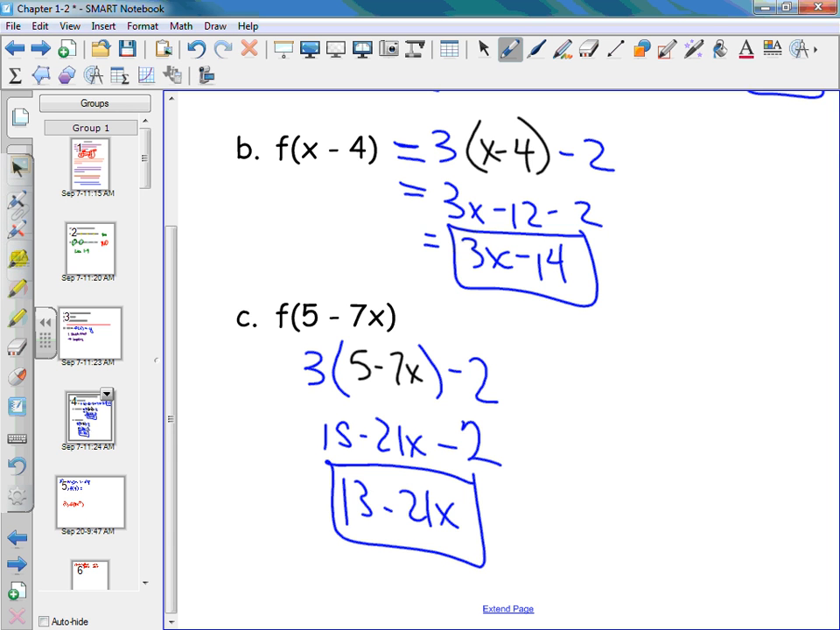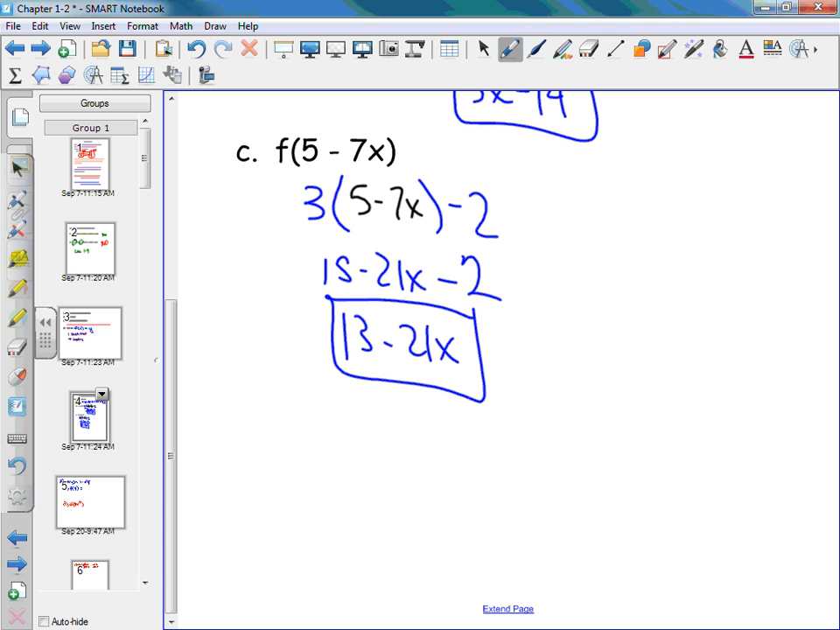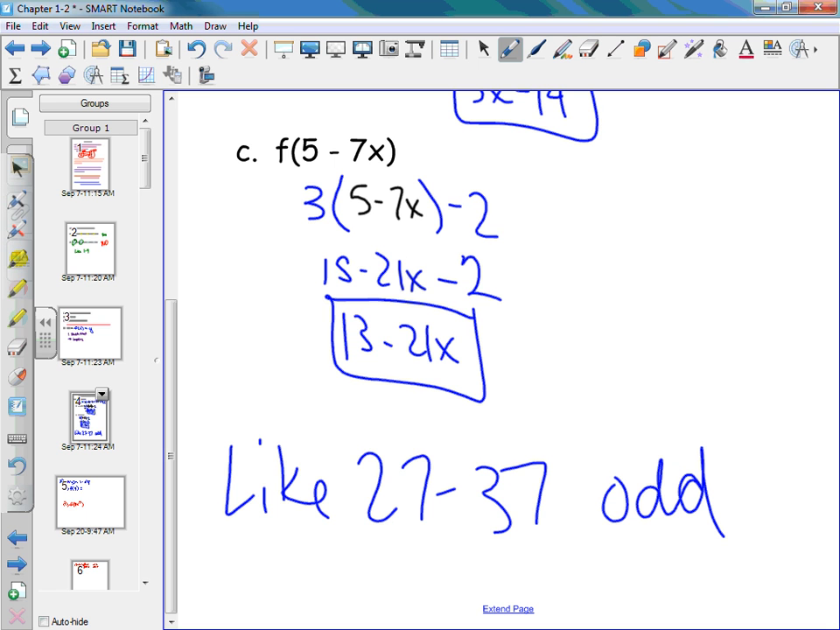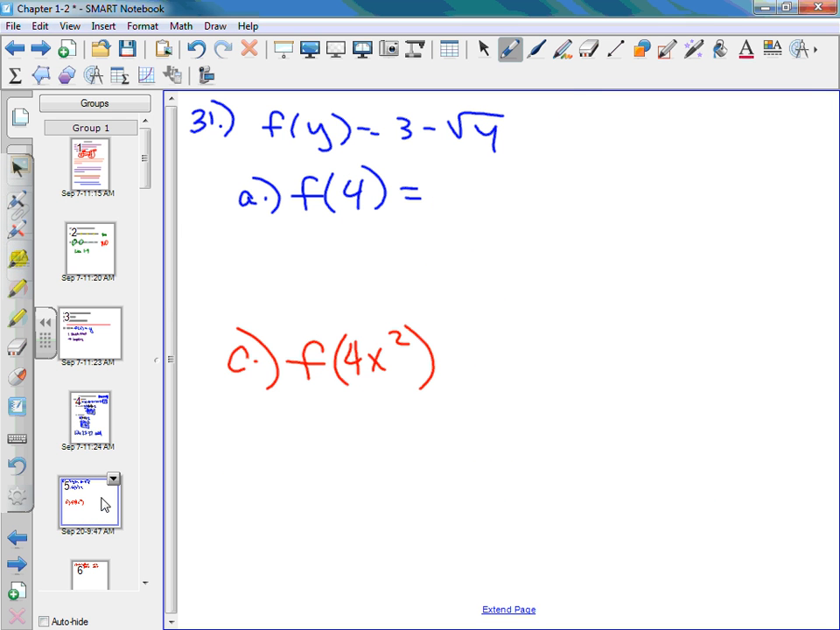This will be like problems 27 through 37. Very easy concept. Plug and chug, you're good to go, right? This is number 31 out of your homework for tonight.